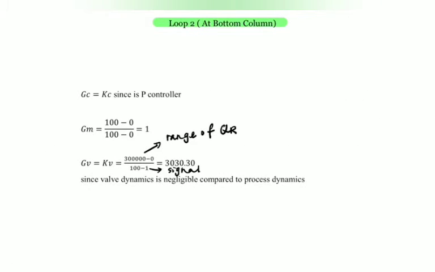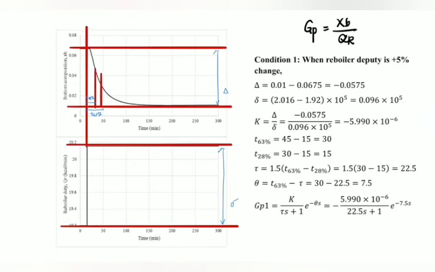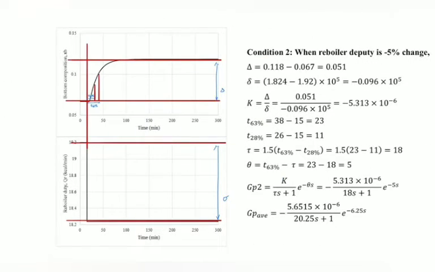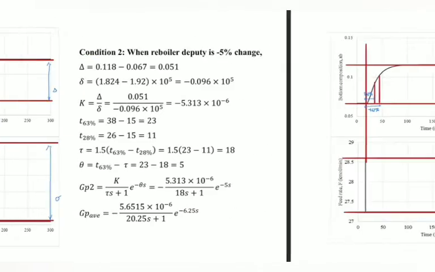Then for loop 2, GC equals KC since it's using the P controller, GM also equals 1. But KV here is different. We use the range of the duty of reboiler divided by the signal change. So we will get 3030.30. Then we let GV equal KV since valve dynamics are negligible compared to the process dynamic. So here GP is XB over QR. We use the set reference for the bottom composition and reboiler duty. We also have two conditions, plus 5% change in reboiler duty and negative 5% change in reboiler duty. So we get a GP average.